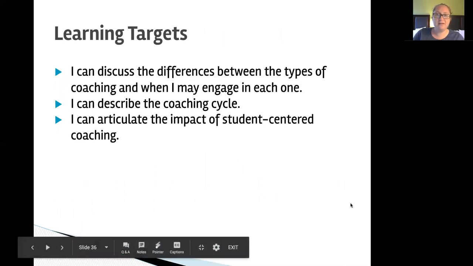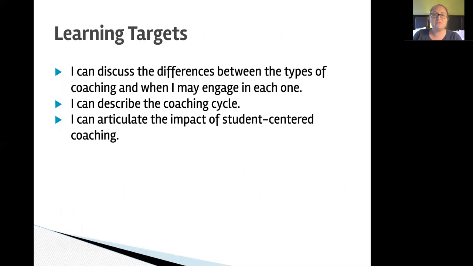All right, so if we can revisit our learning targets, hopefully you can discuss the differences between those 3 types of coaching, teacher-centered, student-centered, and relationship-driven, and when and why you might engage in each one. You are always going to engage in all 3, but hopefully you'll always be striving for that student-centered coaching. At this point, I hope you can describe the coaching cycle and are starting to feel a little bit more comfortable getting ready to engage in one. And then can you articulate the impact of student-centered coaching?